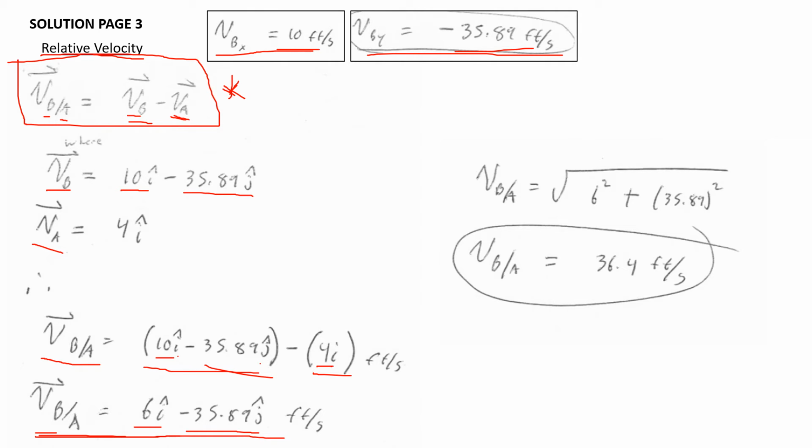If we want the magnitude of this, we take the square root of the sum of the squares. So v sub B relative to A is equal to the square root of 6 squared plus 35.89 squared. And we do that there. The magnitude of our velocity vector of B relative to A is equal to 36.4 feet per second.